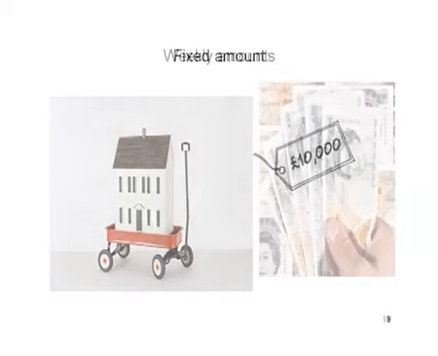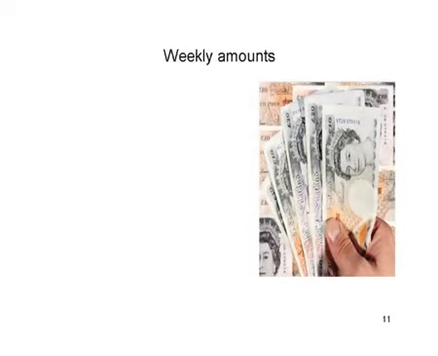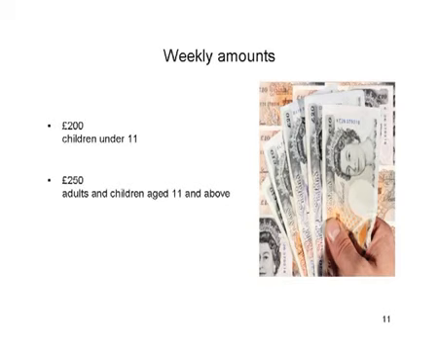As well as the fixed amount, you have a weekly amount for each service user. The weekly amounts are £200 for children under 11 years old and £250 for adults and children aged 11 and above. Each week runs from a Monday to Sunday. If a service user is with you for part of a week, then you use the full weekly amount.